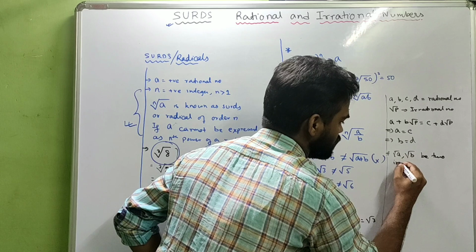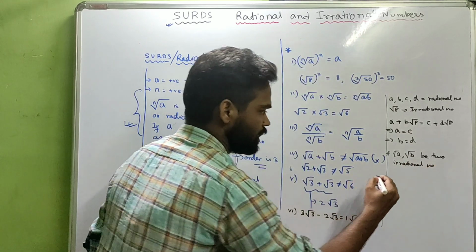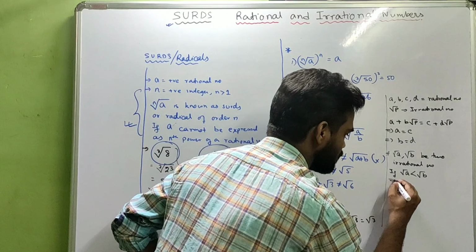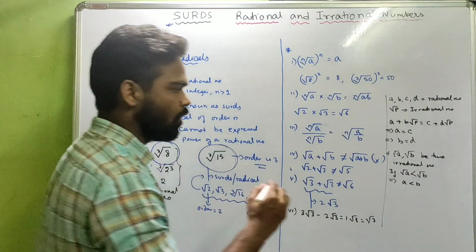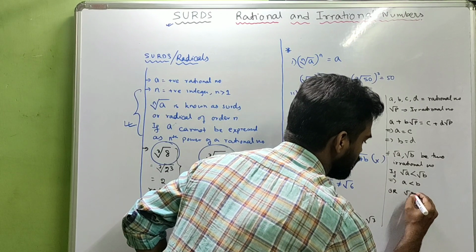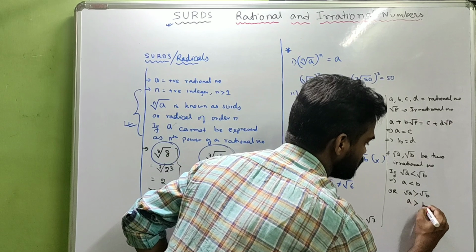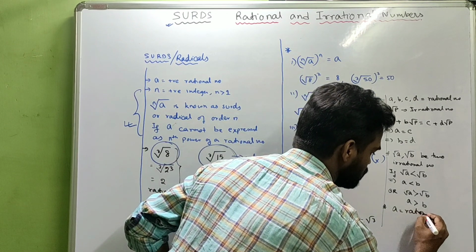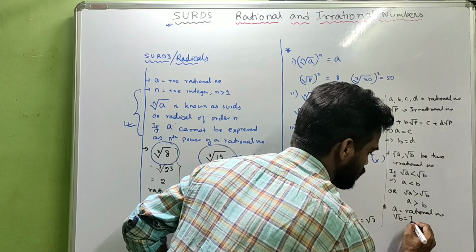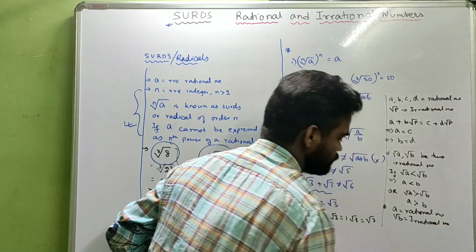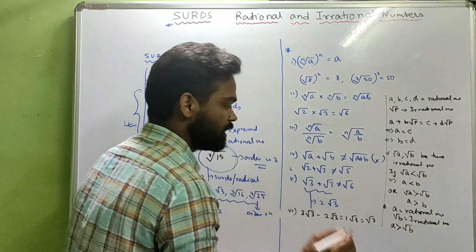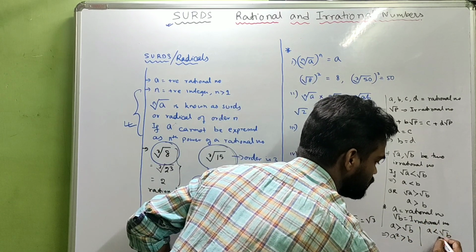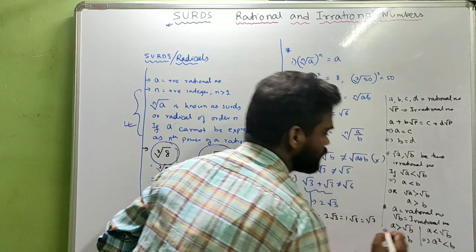And if you have something like this, look over here, suppose you have root A and root B, irrational numbers. Then if root A is less than root B, we can say that A is less than B, squaring both sides. Or if root A was greater than root B, then A is greater than B. Similarly, if A is a rational number and root B is an irrational number, and A is greater than root B, then you can say A square is greater than B. Or if A is less than root B, then A square is less than B.